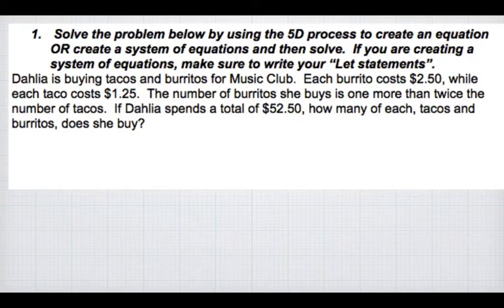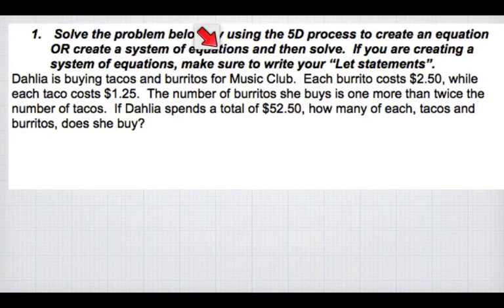Okay, ladies and gentlemen, so here what we have is a 5D problem, and it tells you to solve the problem below using a 5D process to create one equation. And remember, if we're creating one equation, that means we only have one variable. Or you can create a system of equations and then solve. So I'm going to start off by creating a system of equations.